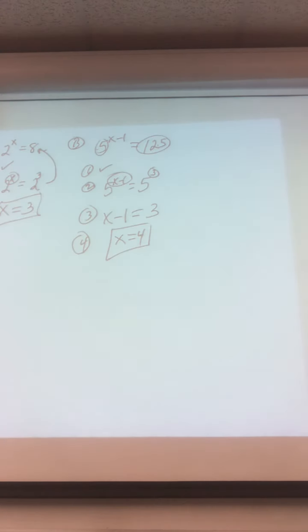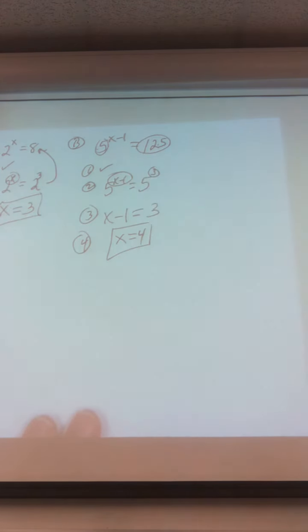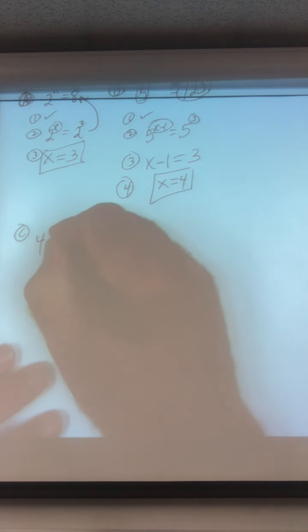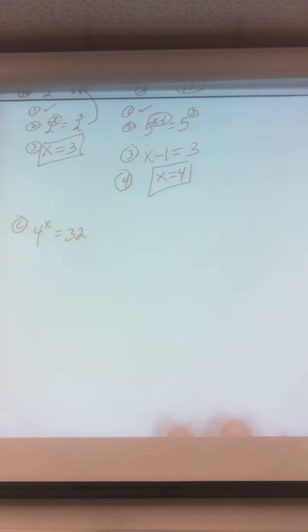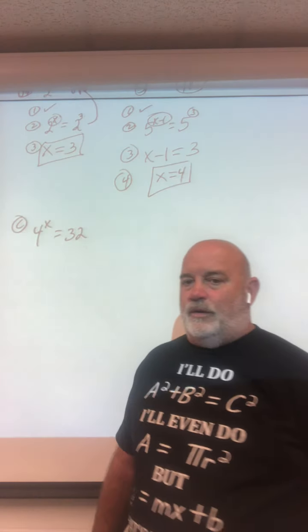Now, let's check it. If I let x be 4, what's 4 minus 1? 3. And 5 to the third power is 125. Now, these next two, you're not going to be able to do in your head. So let's look at this one. 4 to the x power is 32. Okay.